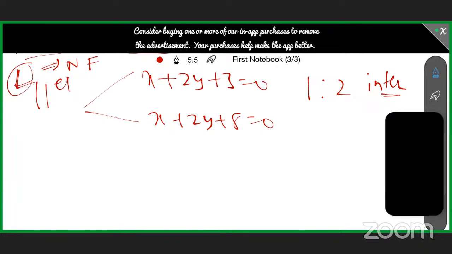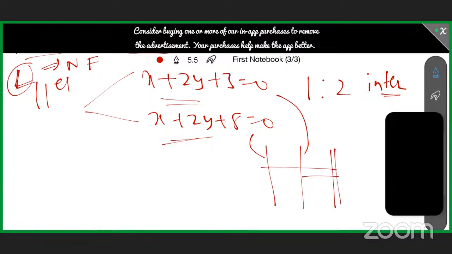Now, what they're telling is one line is x plus 2y plus 3. Another line is x plus 2y plus 8. If one more line is parallel, that line is parallel to both the lines. By looking at the equation, we come to know both are parallel. If my required line is also parallel, it should be parallel to this line also, and to this line also. Correct?